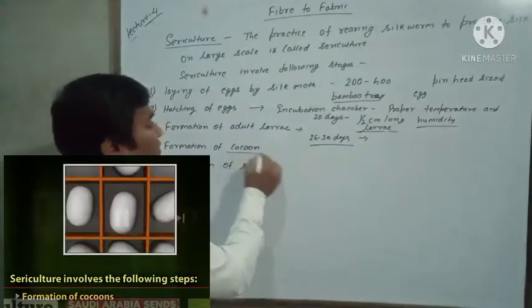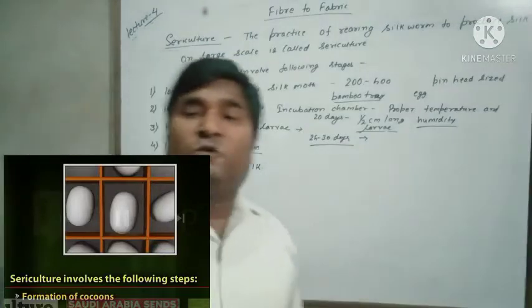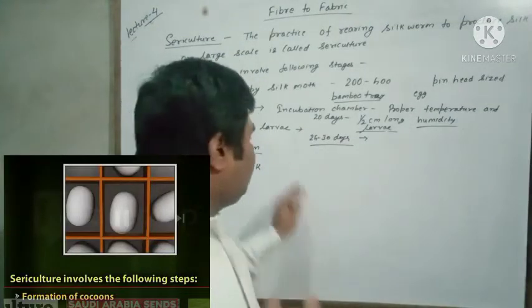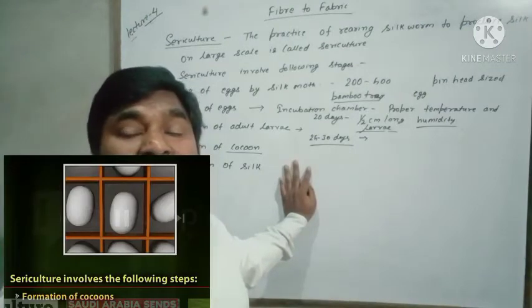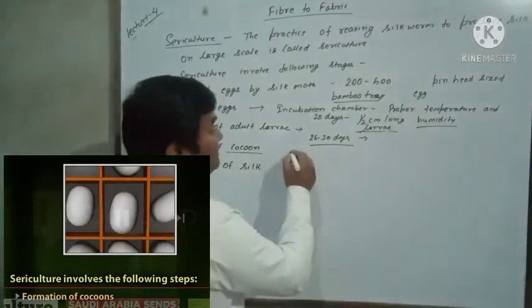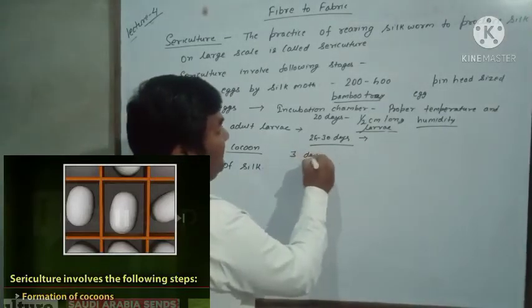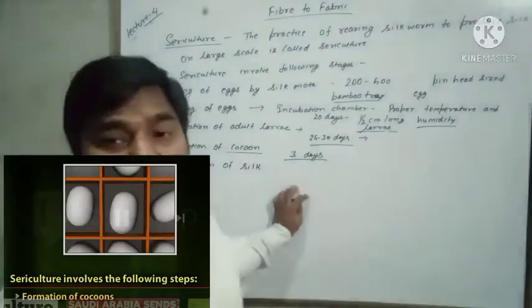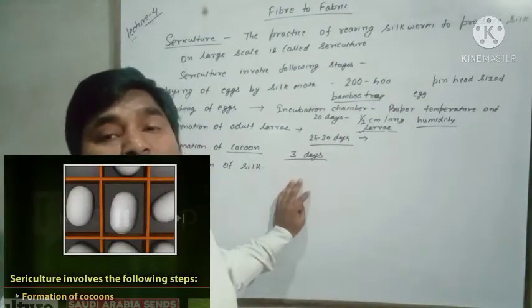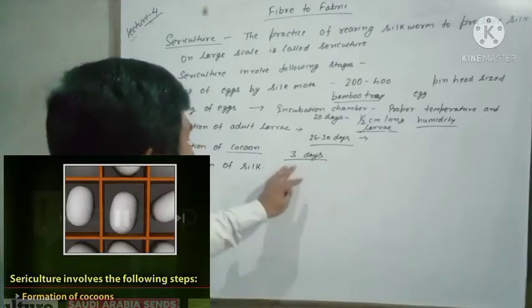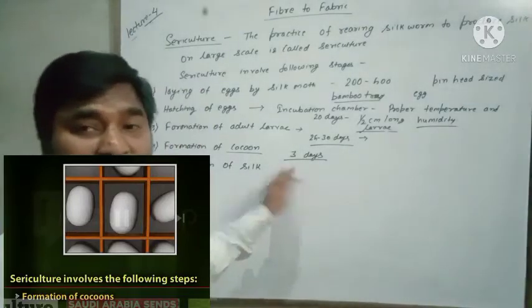So next is formation of cocoon. Means what I am saying here, that after starting the formation of cocoon, within 3 days, means within 3 days, the formation of cocoon will complete. So cocoon formation completes in 3 days.